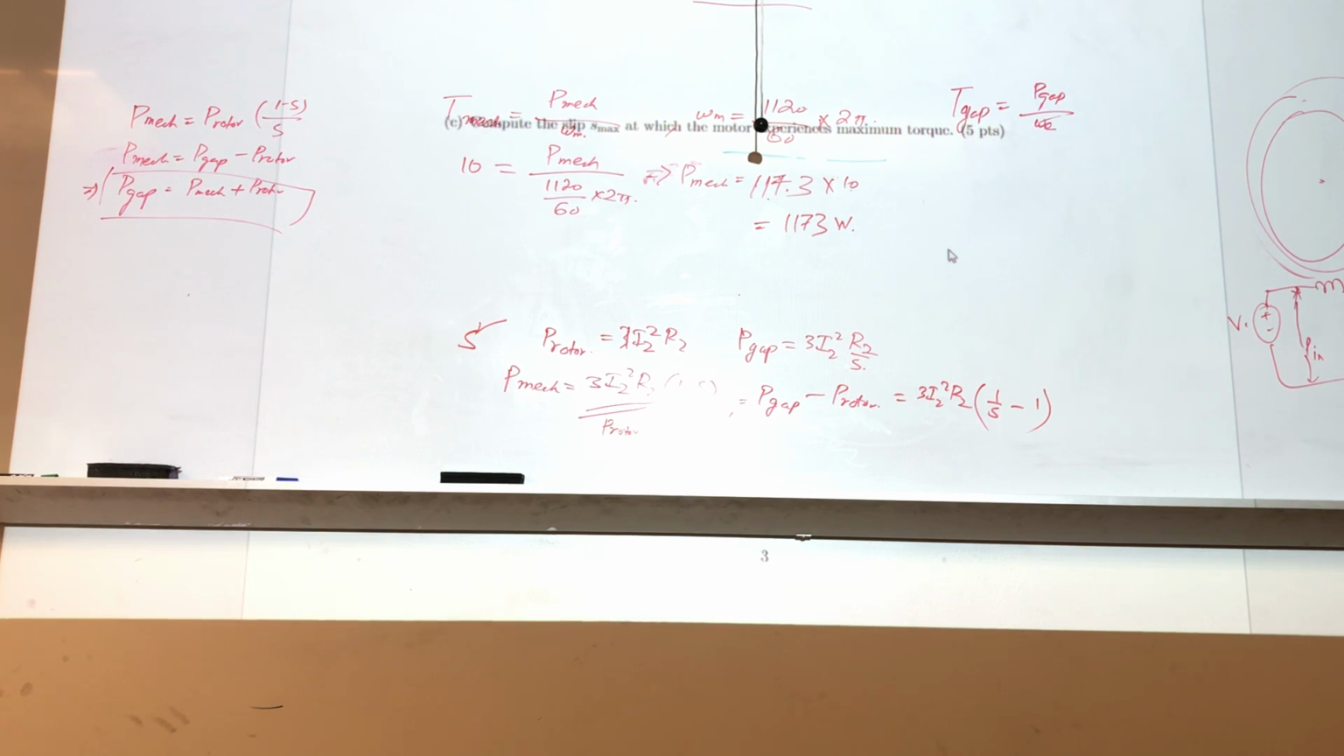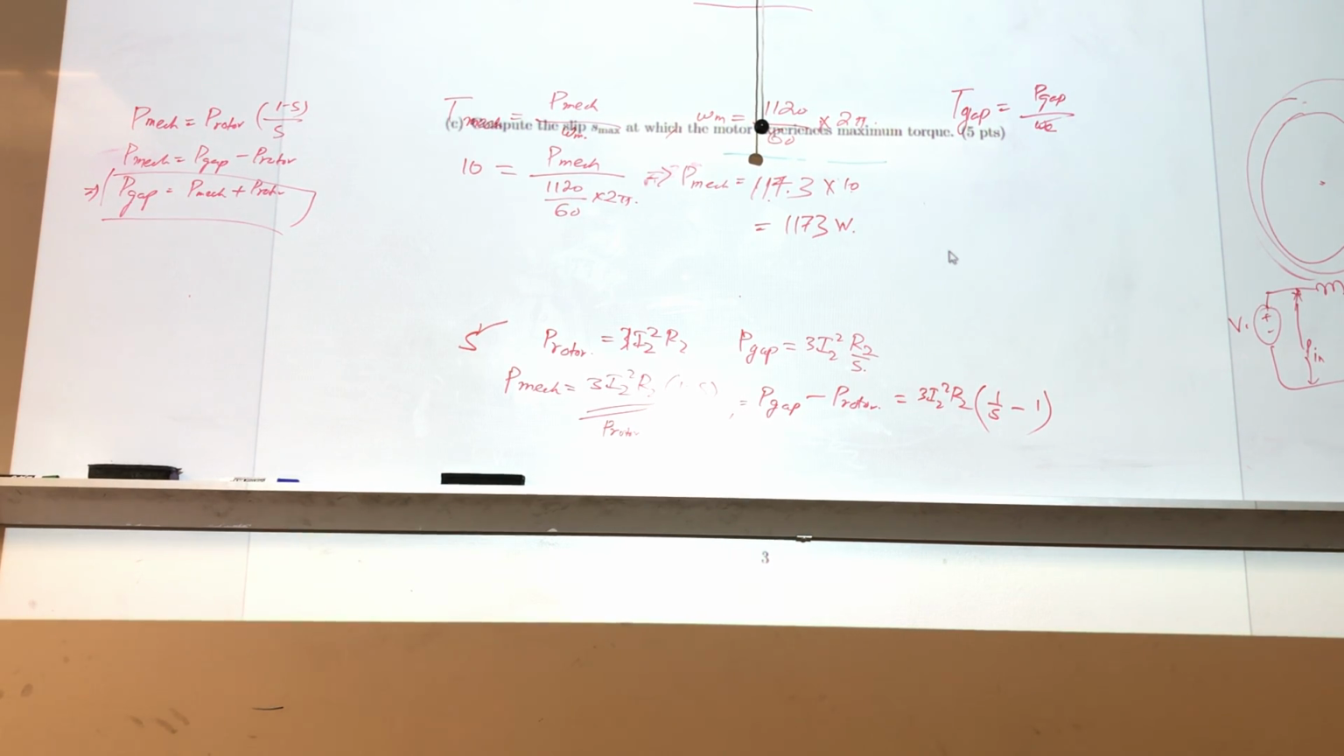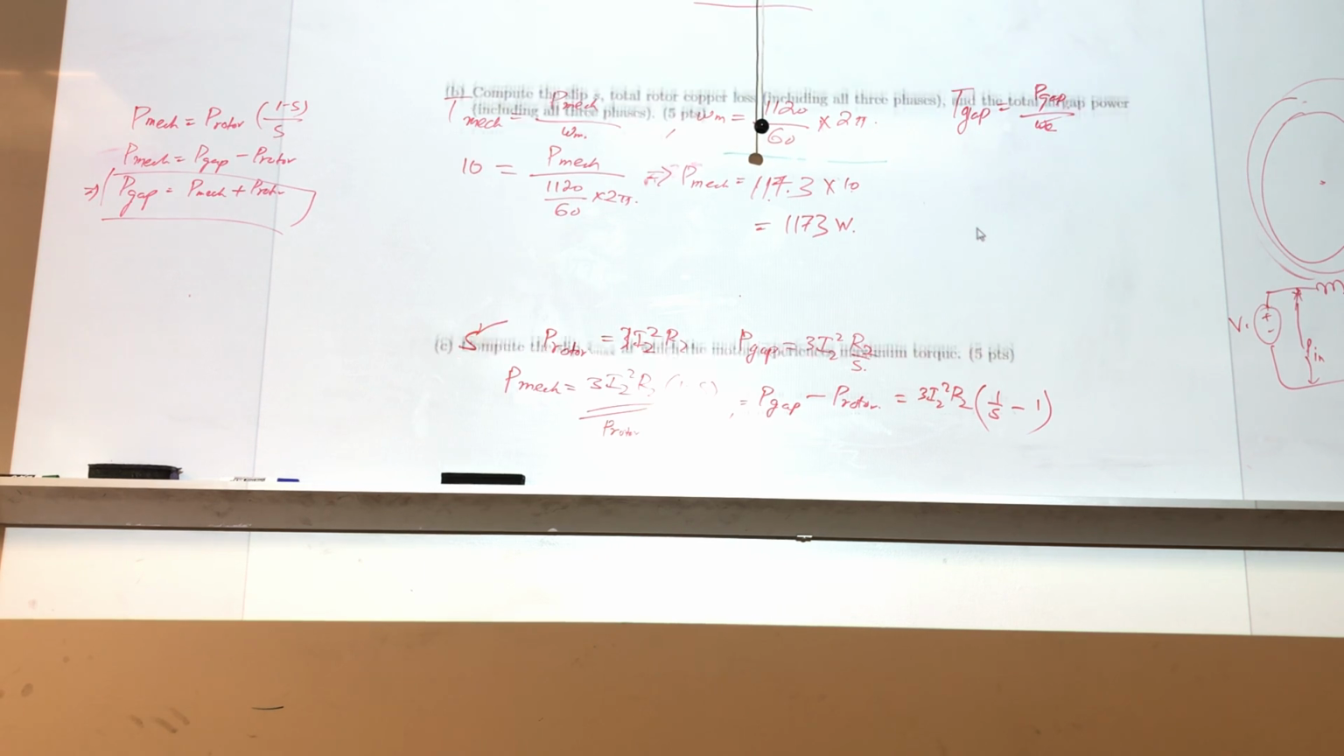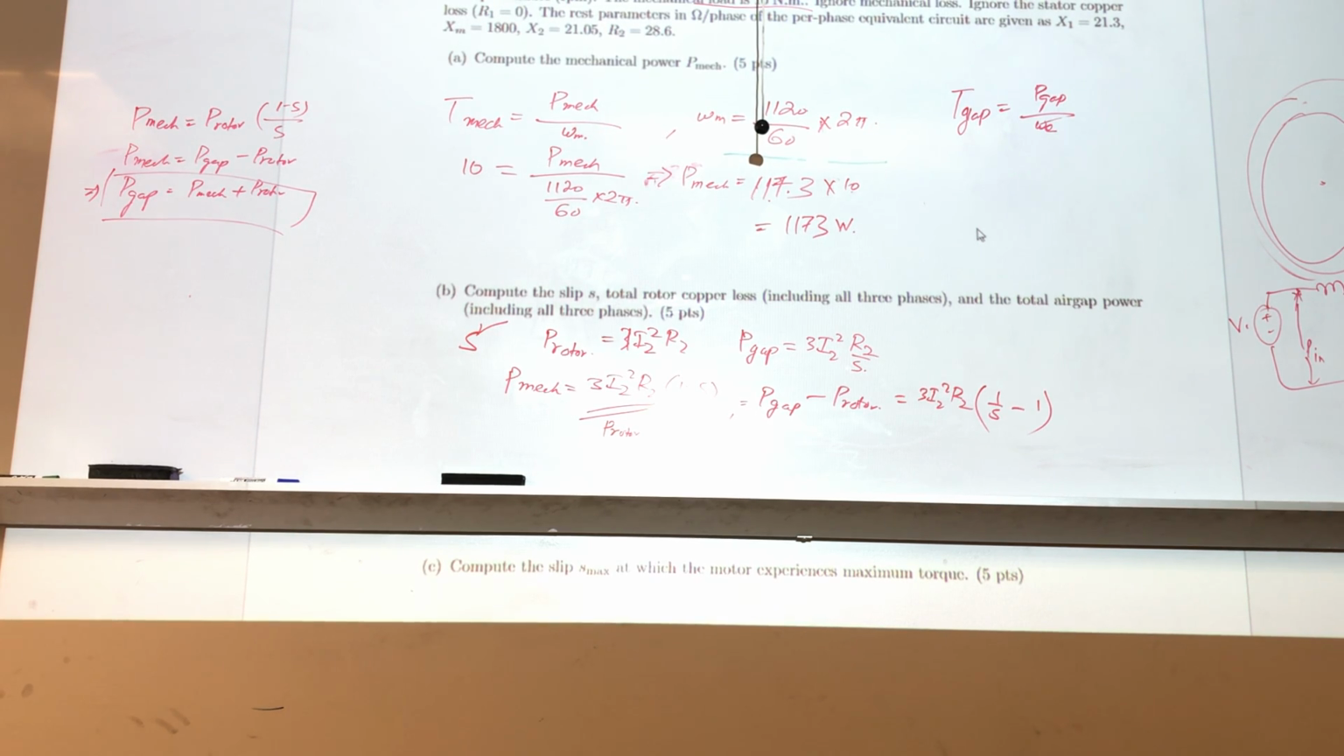So we're still going to have to solve for I2 in that one, correct? Because the only one that we can get without needing to do any circuit analysis is the P rotor, which is, oh, never mind, so we have P rotor. Okay.